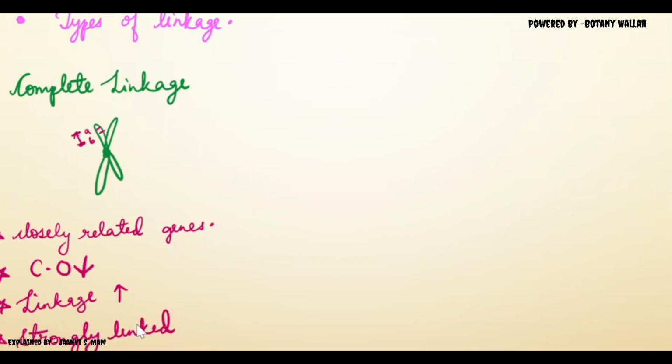If they are very strongly linked, then there will be lesser possibility to no possibility of crossing over. If crossing over is not there, then there will be no recombination. This is about complete linkage. One example is the X chromosome of Drosophila male, where we can see complete linkage.